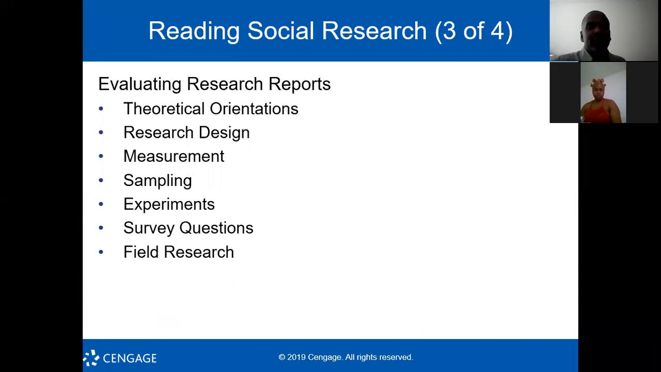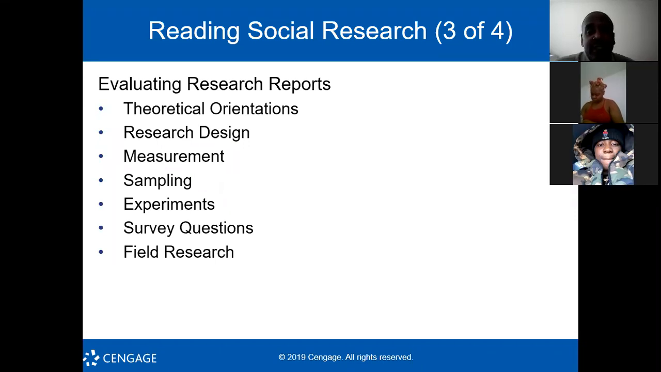And in evaluating these research reports, you want to look at, again, their theoretical orientations. We talked about how a theory attempts to explain cause and effect. The research design involves being able to describe both the method and who they're including in their sample, what measurements they're using. Some of these scholars will use samples. Others might utilize experiments. Some may use surveys, and you want to be mindful of the specific questions that they ask, where that's available, and whether or not they did field research.